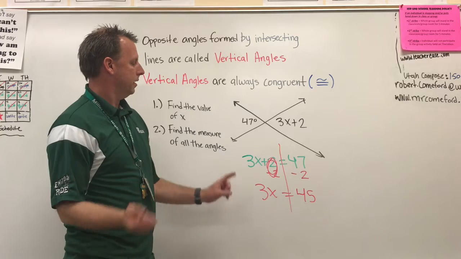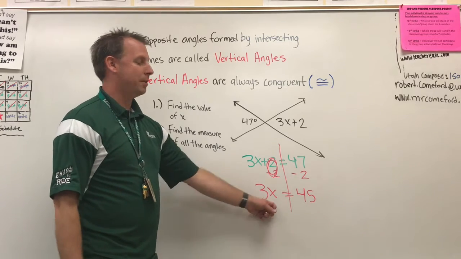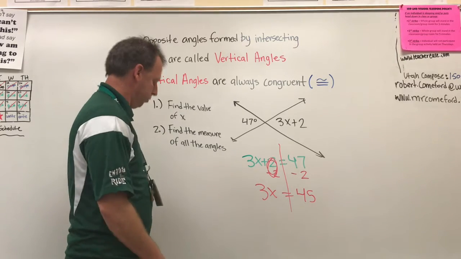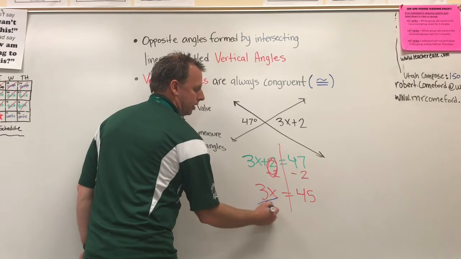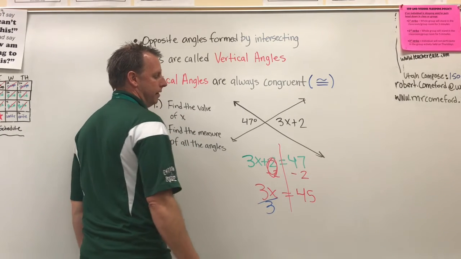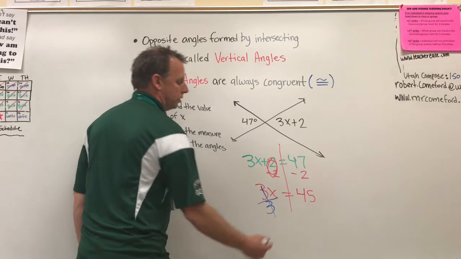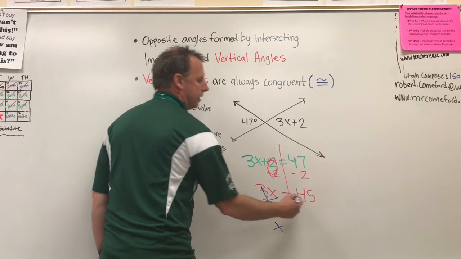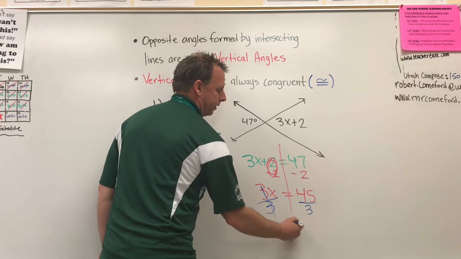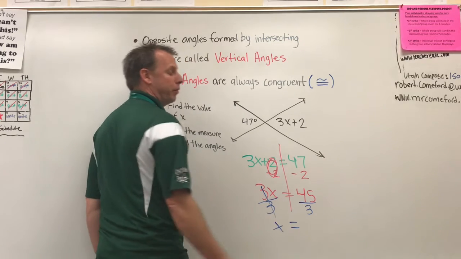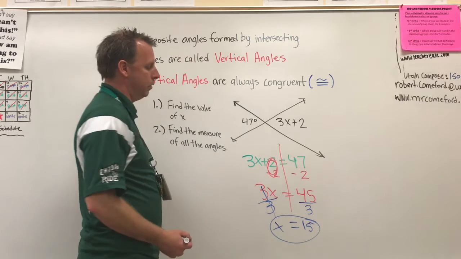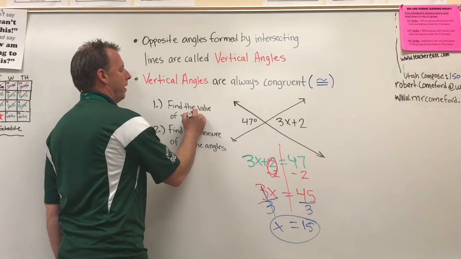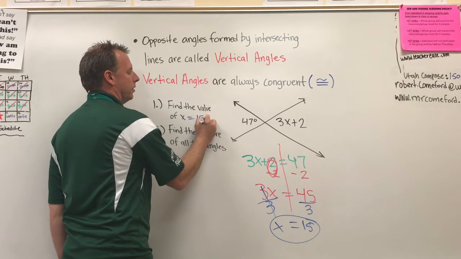All right, next step, I got to get x by itself. We're going to divide by 3 here. Number next to a letter means times. So I'm going to divide, cancel it out, just leaves x. Whatever I do to one side, do to the other. 45 divided by 3 is 15. There we go, x equals 15. So find the value of x. Done.